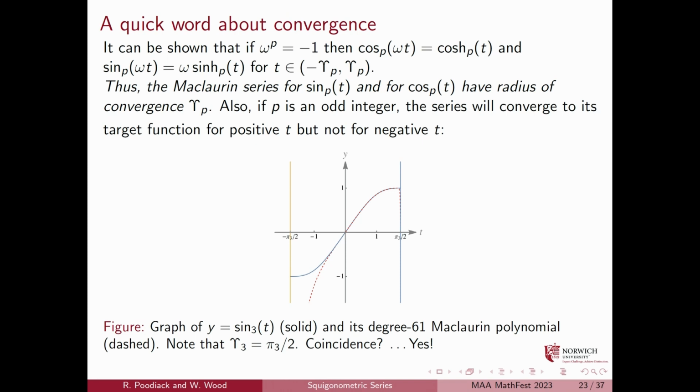Okay. The other issue we have for the sine and cosine and tangent is that odd integer problem. For instance, here is a graph of sine sub 3 of t, and the Maclaurin series converges nicely up until we get to pi sub 3 over 2. But then as we go backwards, it goes kind of off the rails as we head to the left. Part of that has to do with the fact that we're imposing symmetry on it. And notice that epsilon sub 3 is pi sub 3 over 2. Coincidence? Absolutely, as it turns out.